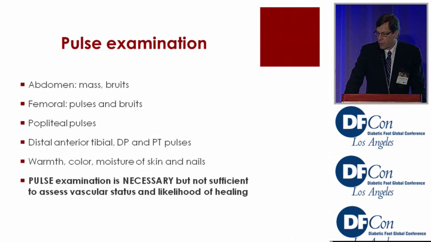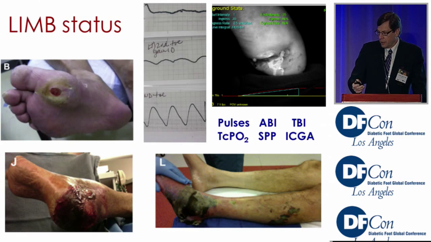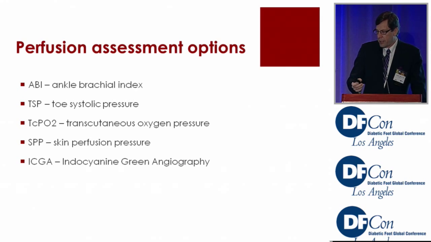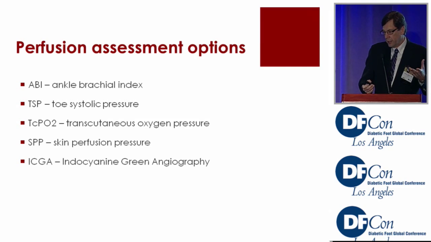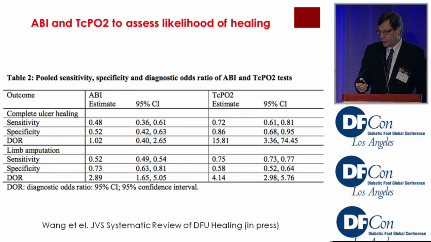So pulse exam is important. Some kind of flow measurement is important, but pulse exam alone is not enough. So this gets back into the limb status. How can you measure? What do we have, and what data is available now for the things that we do have? Well, we have ABIs, we have toe pressures or toe waveforms, we have transcutaneous oxygen, we have skin perfusion pressure, and we do have some data for indocyanine green angiography.